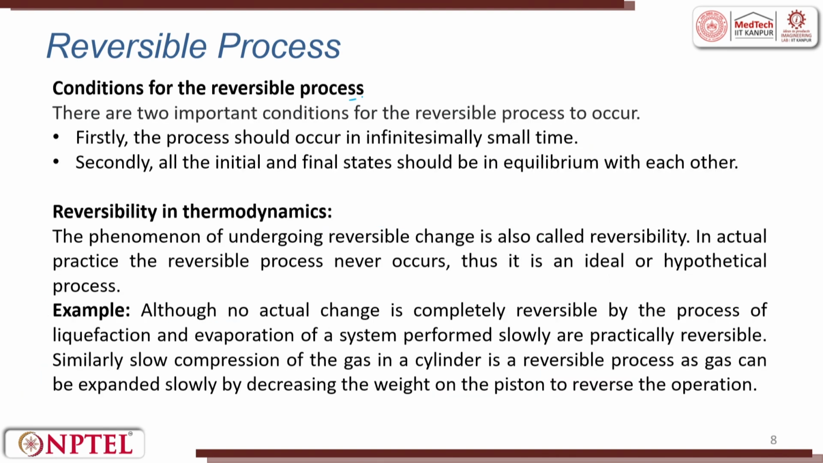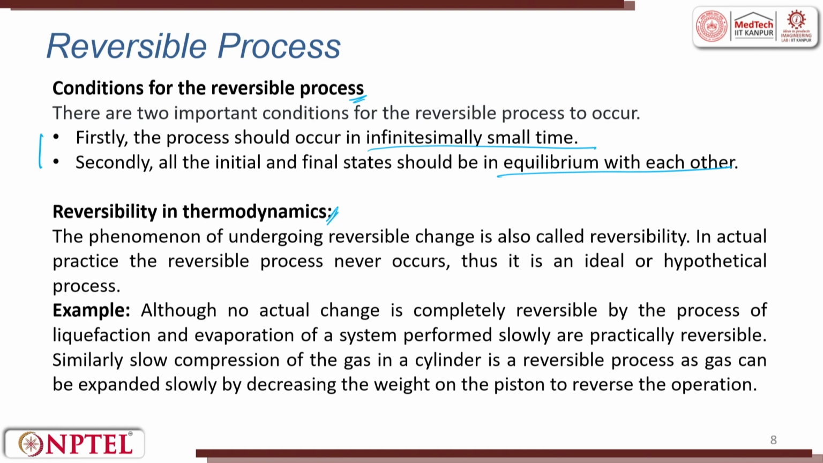What are the conditions for a reversible process? There should be some conditions. There are many, but the most significant conditions are two. The process should occur in an infinitesimally small time, the process being reversible. Secondly, all the initial and the final state should be in equilibrium with each other. So, pressure, temperature, volume, in case you have a system of a three-dimensional axis presentation, then the initial and the final state should be in equilibrium with each other.